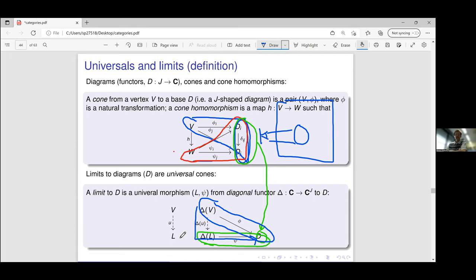And again, it's a universal morphism in the sense that it consists of a pair: the universal object, the limit, and a mediating pair here. So we say the limit to a diagram D is a universal morphism from it. Now, it gets a bit confusing what this diagonal functor is doing, but that's what the diagonal functor is. But what you really need is an example, actually.